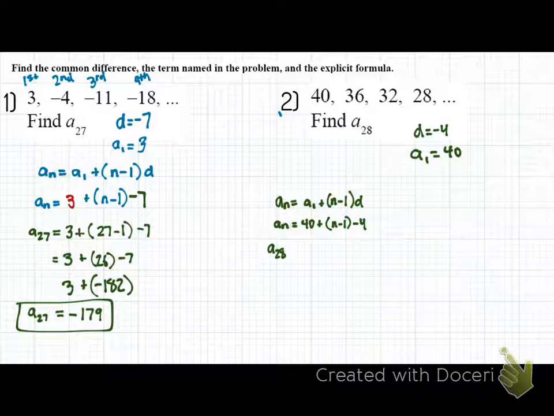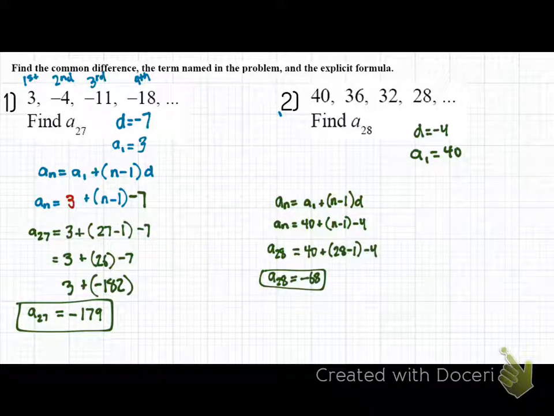With your group now, number 2, I would like you to work this out. Tell me, what's the 28th number? Go. Negative 68. Negative 68, right? What's 28 minus 1? 27. 27 times negative 4 is negative 108. And then we have 40 plus negative 108.